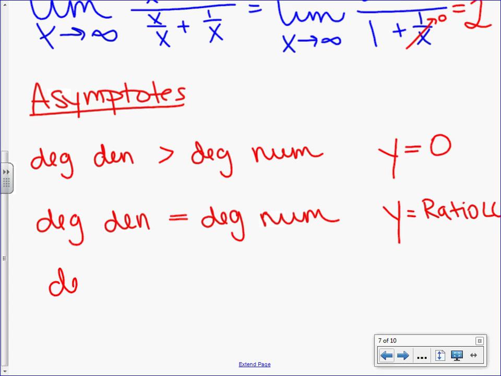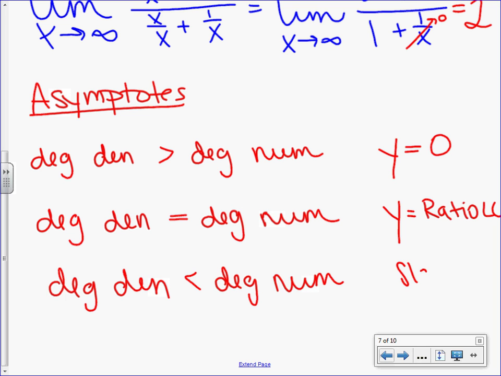And what about if the degree of the denominator is less than the degree of the numerator? What is happening? Okay, we have a slant asymptote, and so we would have some unbounded behavior. We would either be going to infinity or negative infinity, and we would have to make that decision. Okay? And I'll show you how to do that. Okay? So you ready?